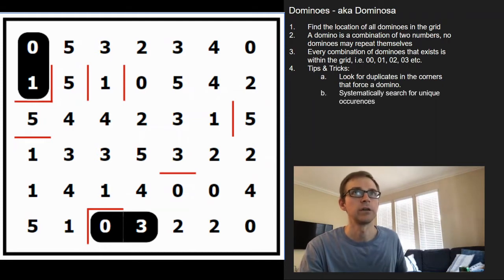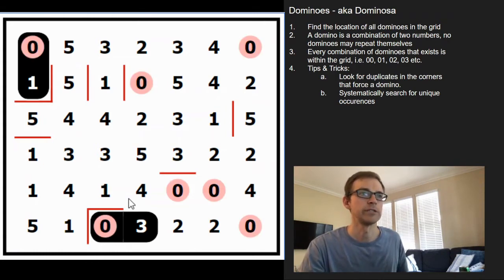I think that's it. The next thing that I would say is after looking at the corners is look for any unique dominoes that exist, and I do that in a systematic way so that I don't miss anything. So I first start with the 0s, and what we're looking for is unique instances, right? So this 0, 0, that's the only 0, 0 domino on the grid that can exist, so we know that that's a domino.